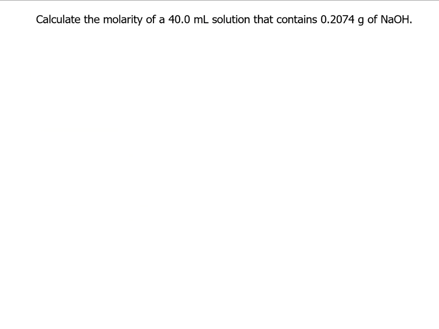Still asking us to calculate the molarity, but if you notice now, it says that we have a 40 milliliter solution that contains 0.2074 grams of sodium hydroxide. So now we're still given the volume in milliliters, which is what we had previously, but now we're given no longer the moles of solute, but instead the mass of solute. Still asked to calculate molarity, so we still need to use this equation, moles per liter. We have our volume.